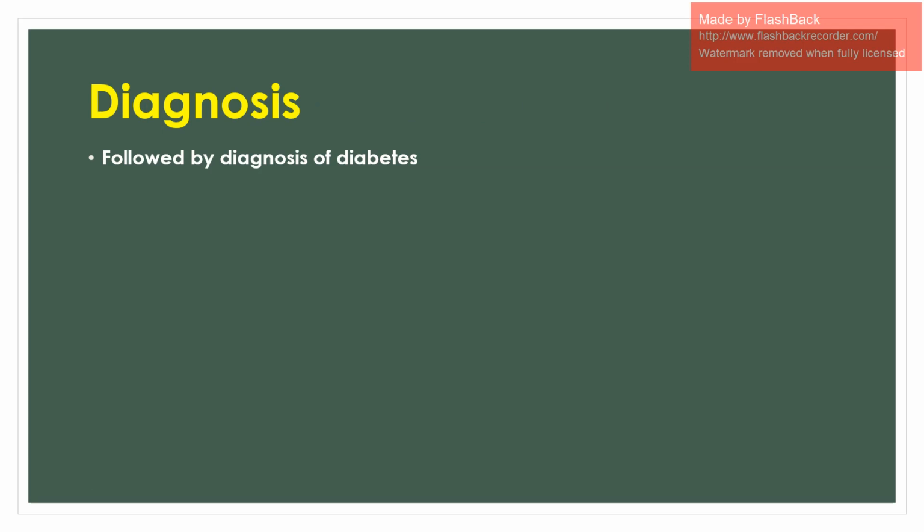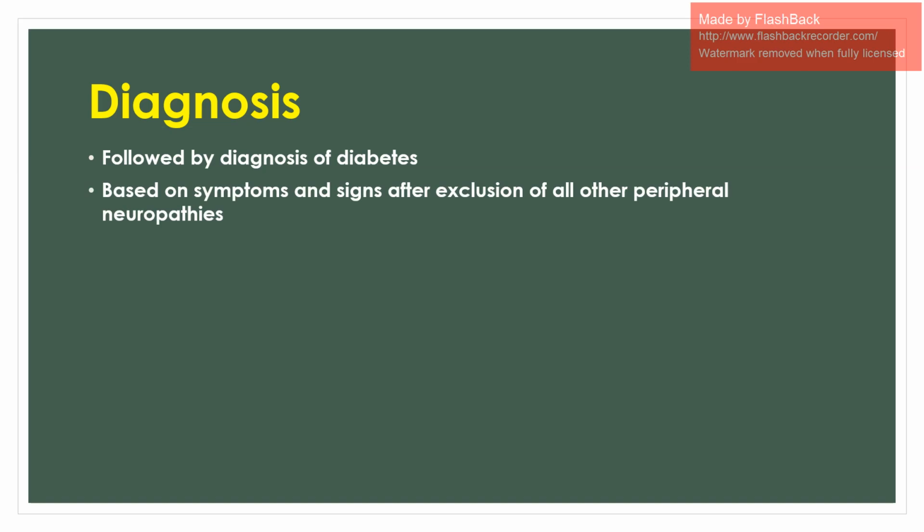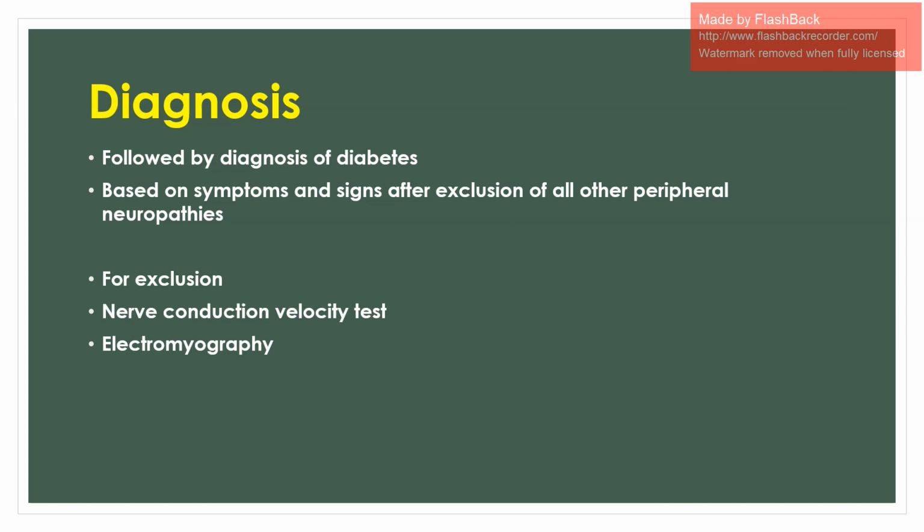So how do you diagnose diabetic neuropathy? First, we should diagnose diabetes. The diagnosis of diabetic neuropathy is almost always preceded by the diagnosis of diabetes. It is based on the symptoms and signs, the clinical picture that we studied before, after exclusion of all other peripheral neuropathies. We should always exclude other peripheral neuropathies by investigations like nerve conduction velocity tests and electromyography. We can even do a biopsy, but in very rare cases.